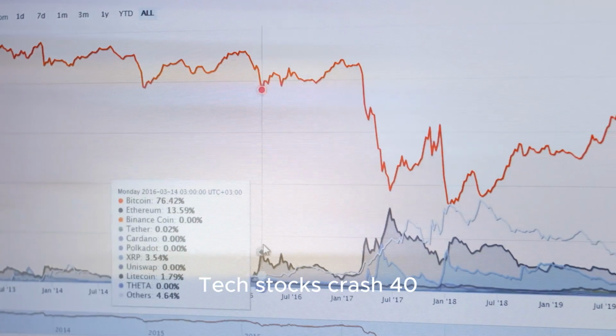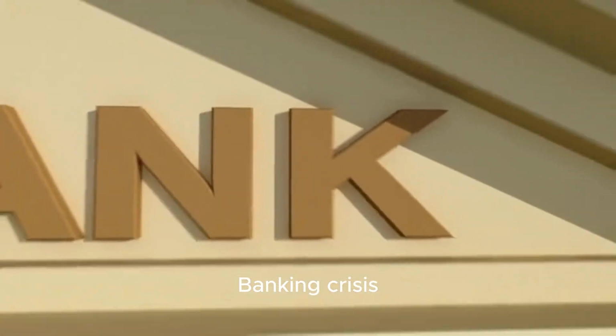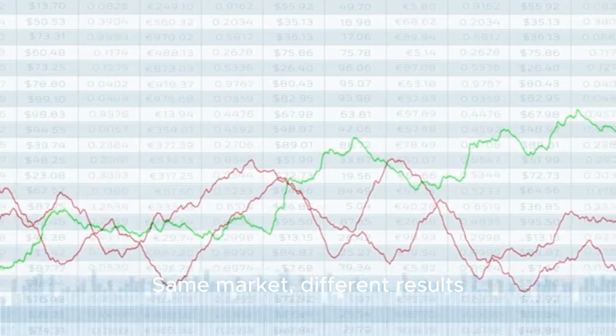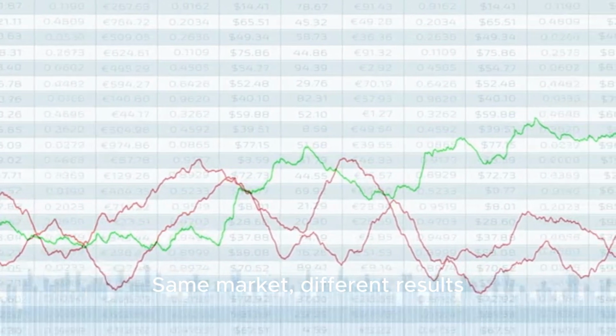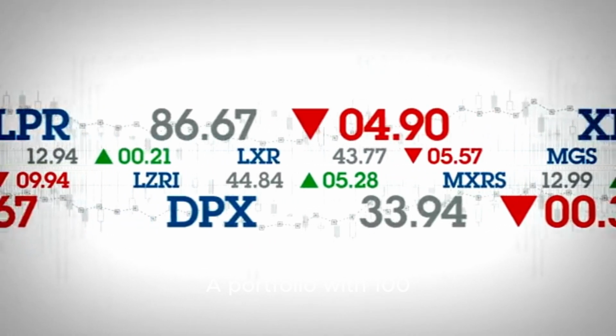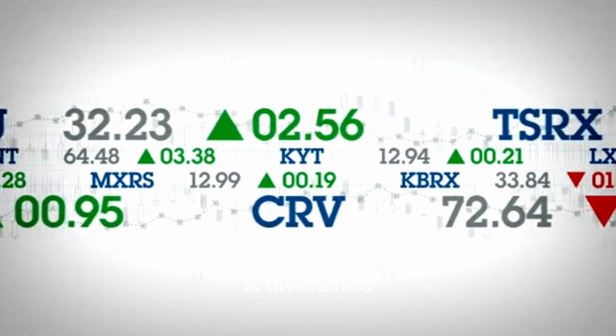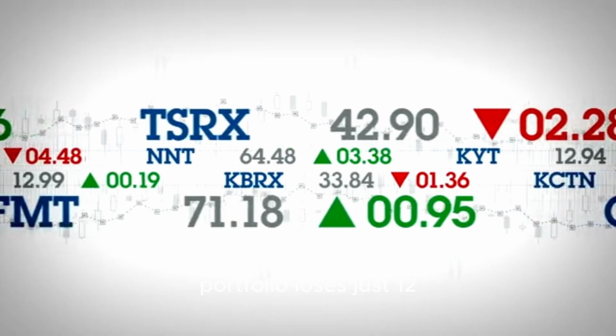Tech stocks crash 40%. Banking crisis. Bond market turmoil. Same market, different results. A portfolio with 100% tech stocks loses 45%. A diversified portfolio loses just 12%.